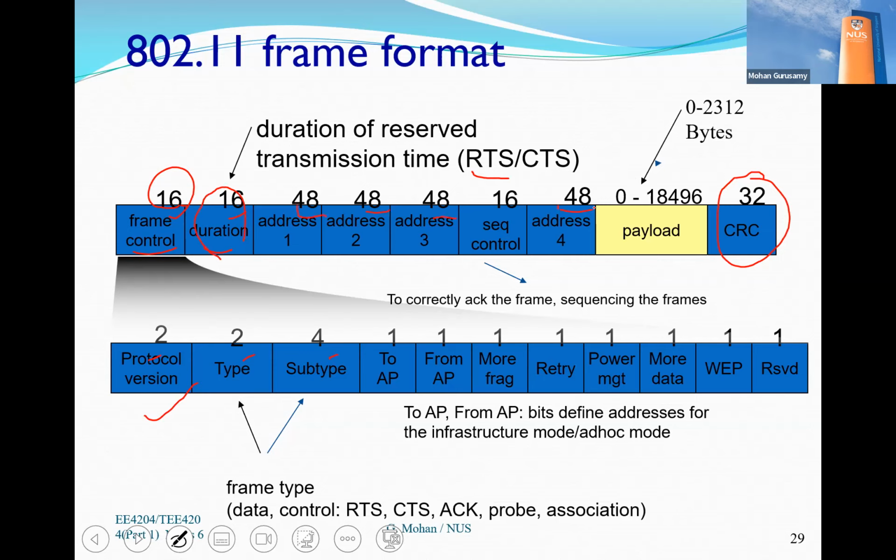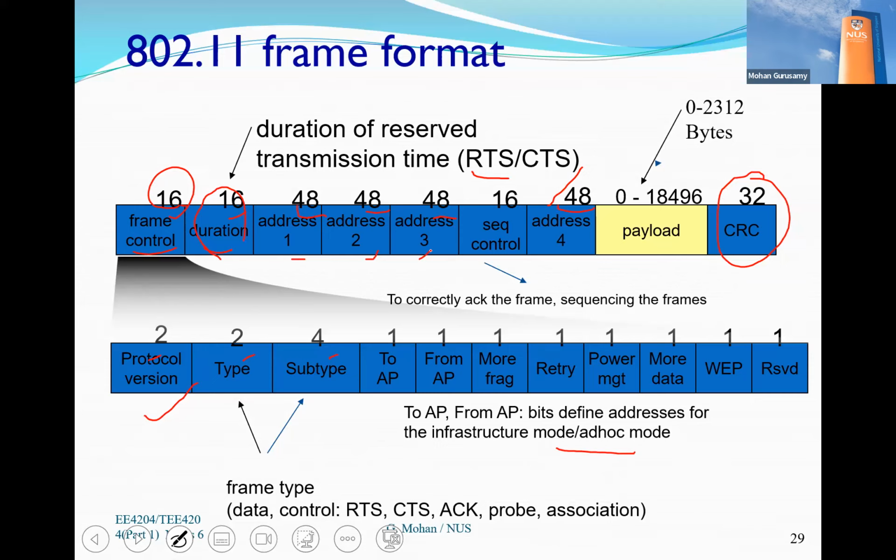There are 4 addresses, which I will explain slightly later. The 4th address is not used in the infrastructure mode of Wi-Fi. The 4th address is used in an ad hoc network. What we usually use in a house or organization is infrastructure-based Wi-Fi, so for that, addresses 1, 2, and 3 will be used.